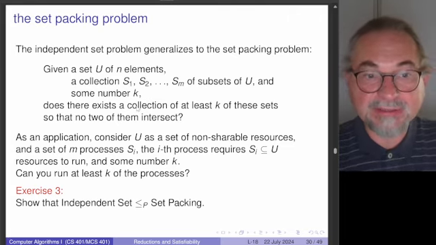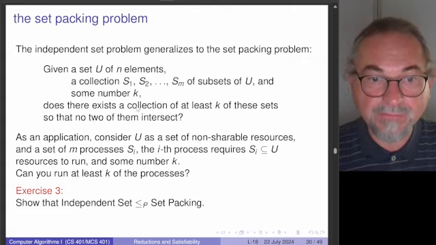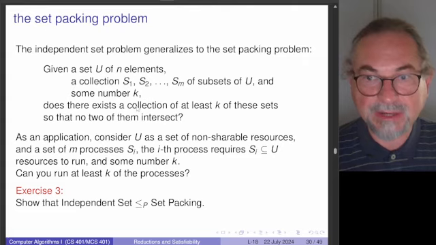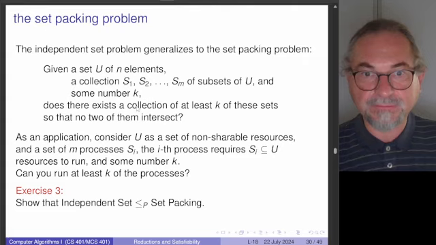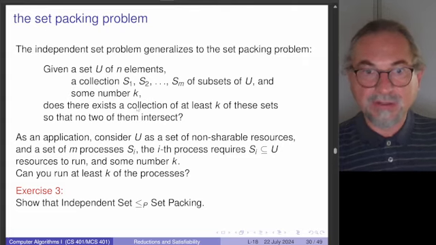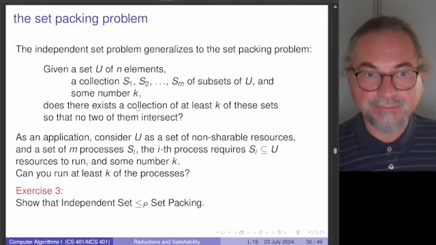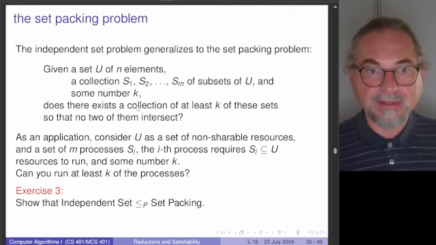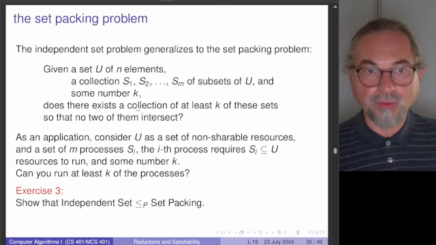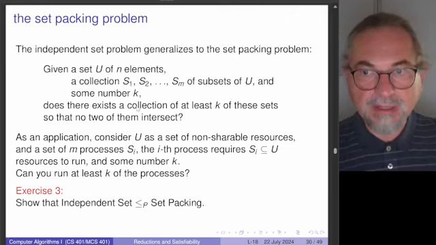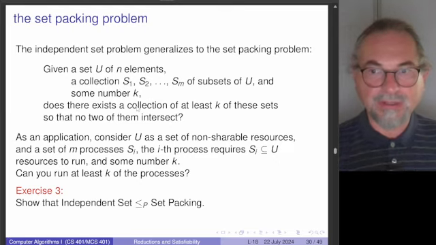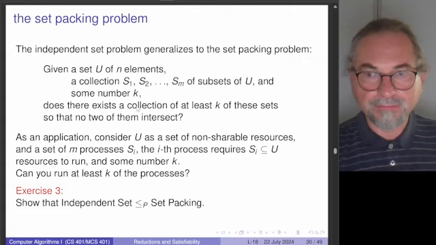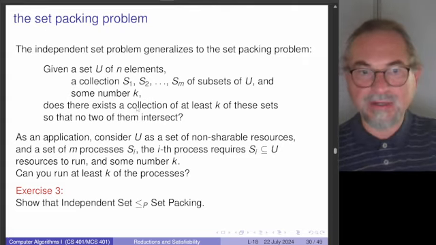Okay, so here is the exercise. Show that you can solve independent set by set packing. Look at the example again. You have to work this out for the example of the graph of 7 vertices. Formulate the set U and explain how you can go from the set packing problem to the independent set problem.